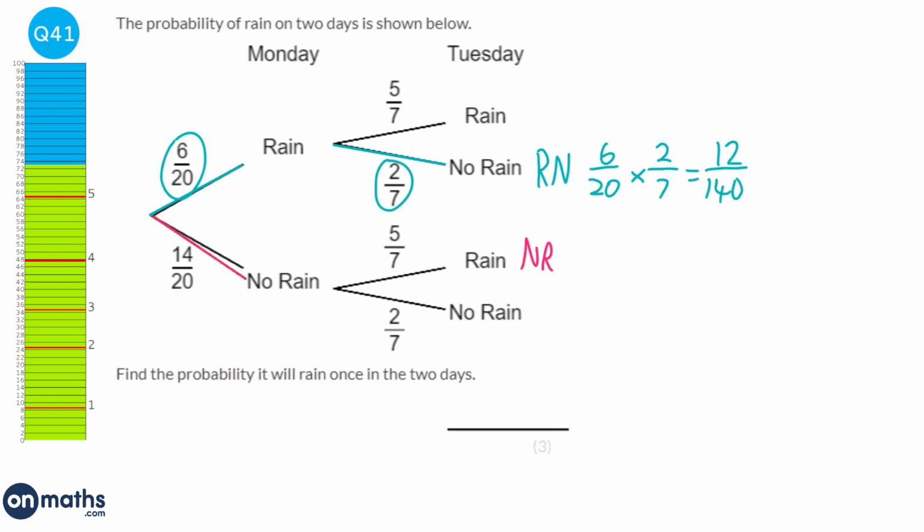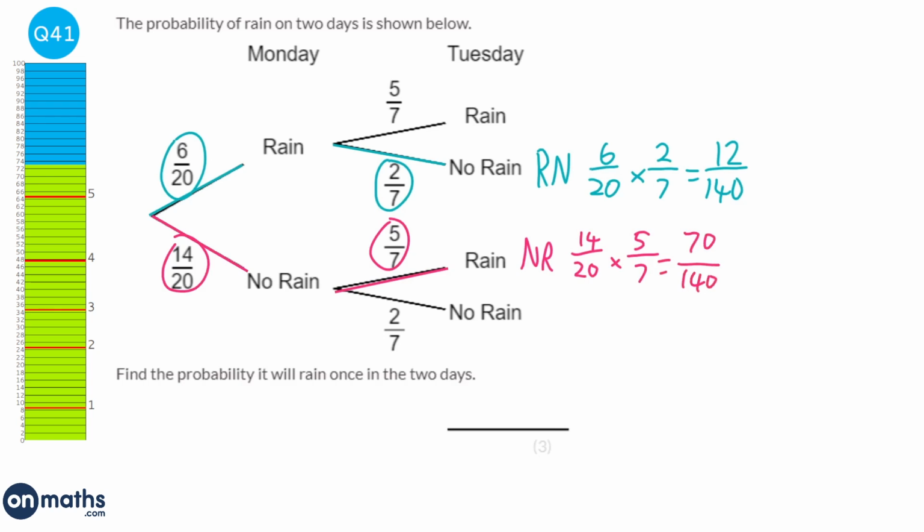And to work out the probability it will not rain on Monday and rain on Tuesday, we're just going to multiply the 14 over 20 by the 5 over 7. And so that would be 14 over 20 times 5 over 7, and that will give us 70 over 140.